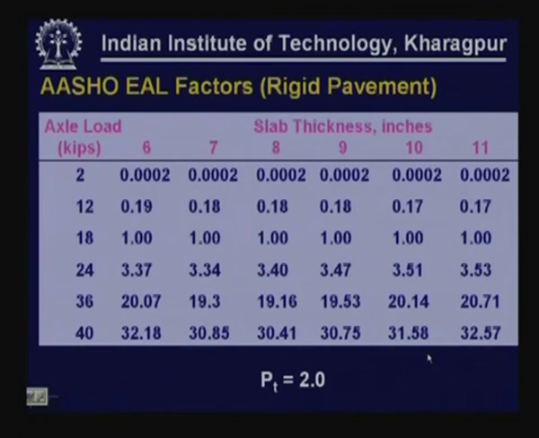We will have similar factors available for concrete pavements. In this case, instead of the structural number, the strength of the pavement is represented in terms of the slab thickness, in inches, 6, 7, 8, 9, 10 and so on. Again, this is specified for a particular terminal condition of the pavement defined as Pt equal to 2. Similar tables are available for other terminal serviceability values, 2.5, 3 and so on.